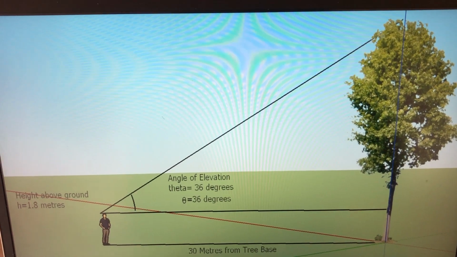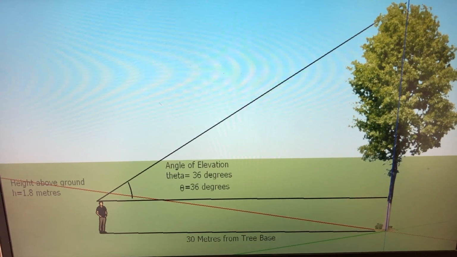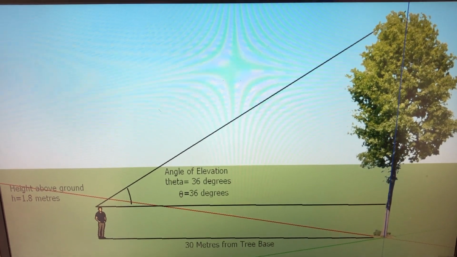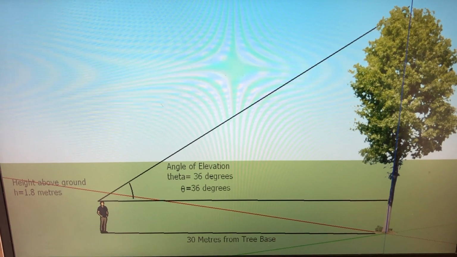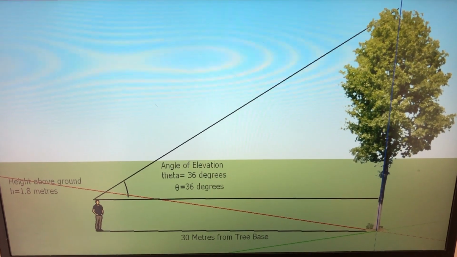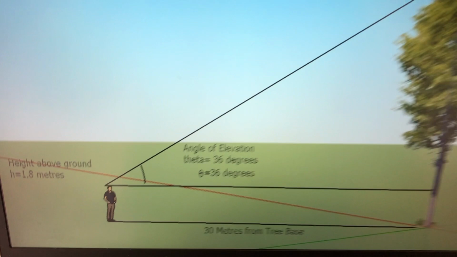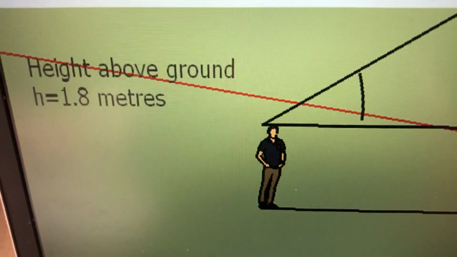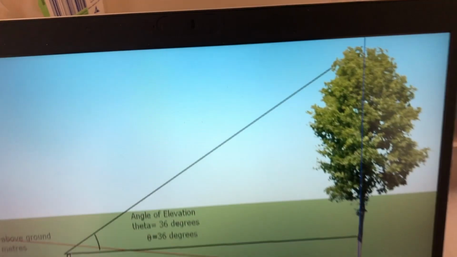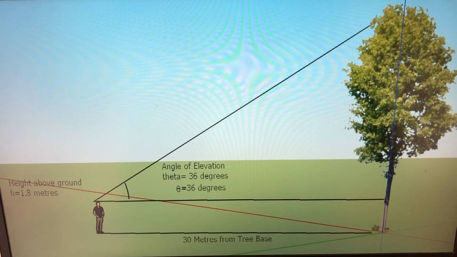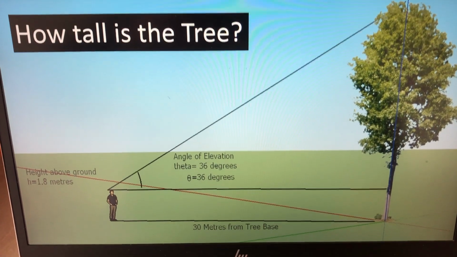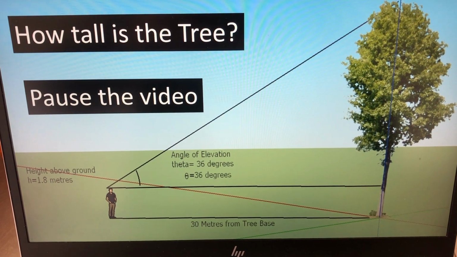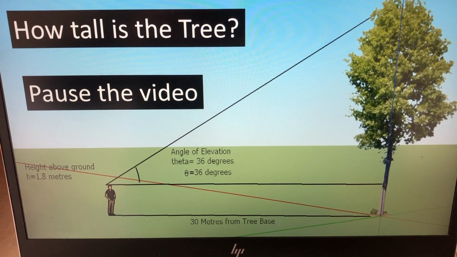We're going to use 36 degrees and our right angle triangle trigonometry knowledge. We're 30 meters from the base of the tree and a height of the observer of 1.8 meters to find out how tall the tree is. So pause the video and we'll go through the calculations in a second.